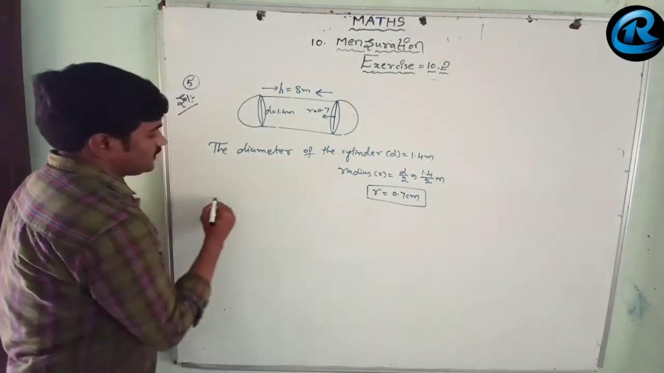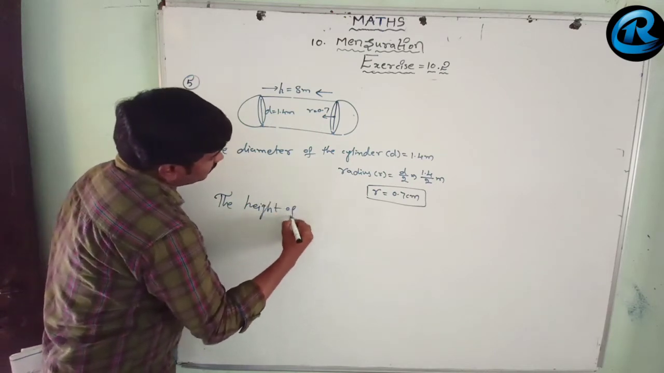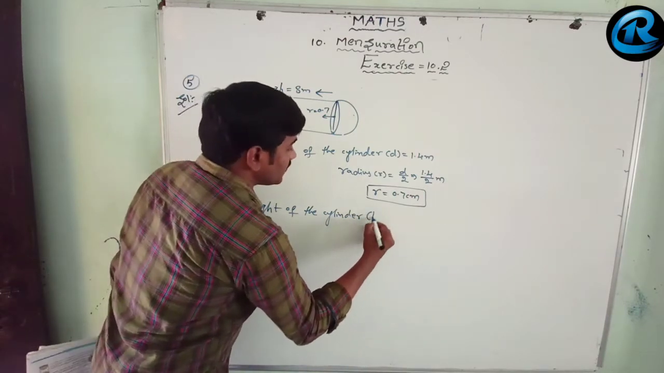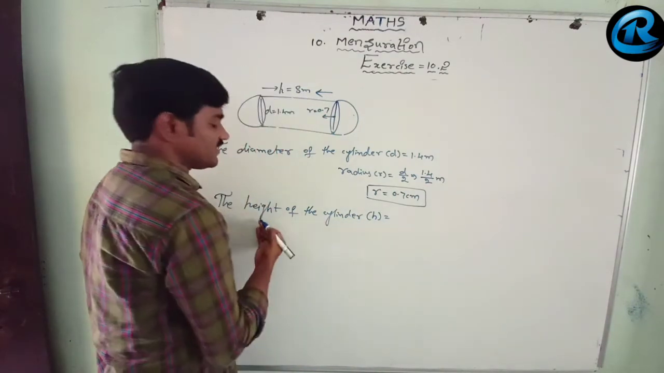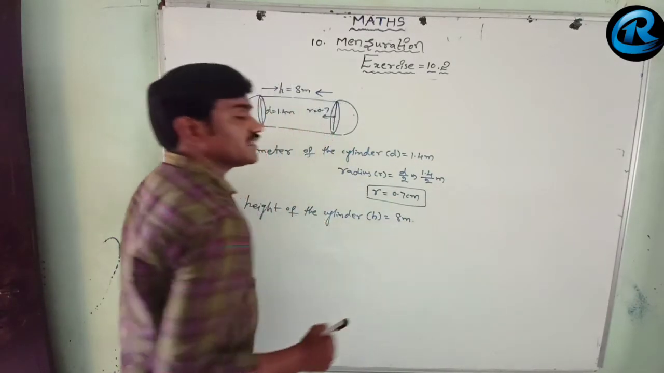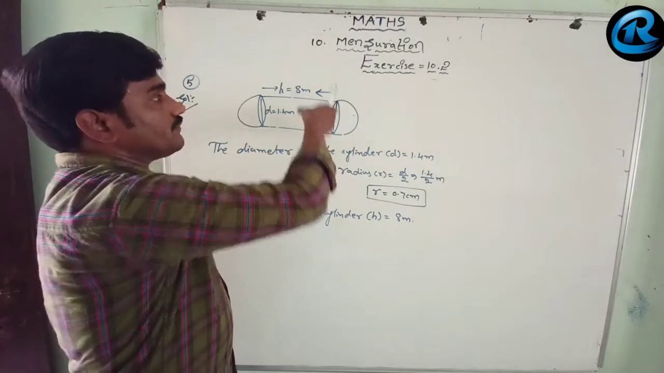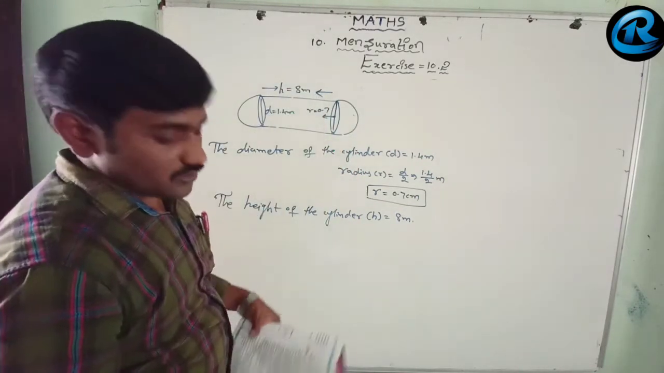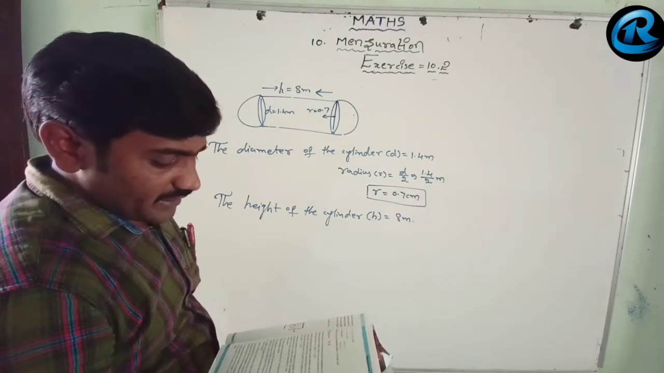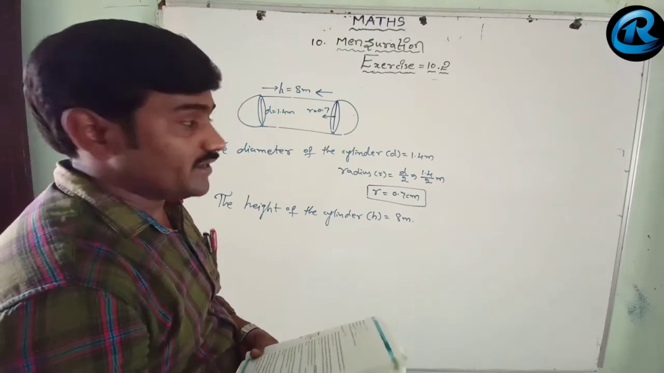The height of the cylinder H equal to, height is nothing but a length. The length or height will be same, that equals 8 meters. Length and height are same value. Okay. If it is horizontal it is called length, if it is vertical it is height. So now the cost of painting the outside at the rate of 20 rupees per meter square.